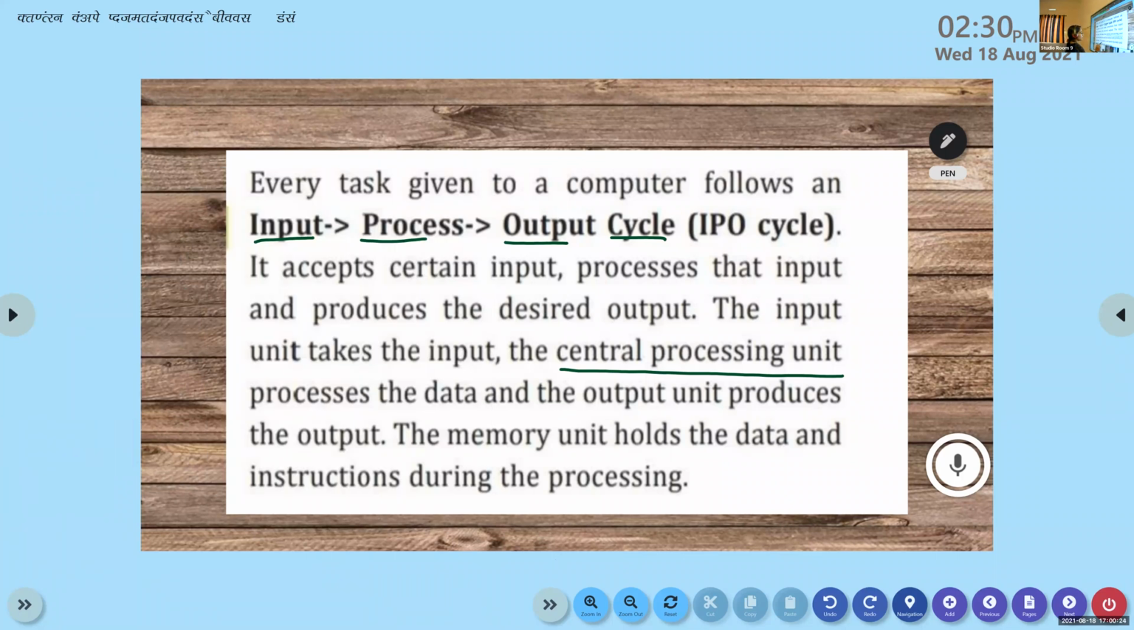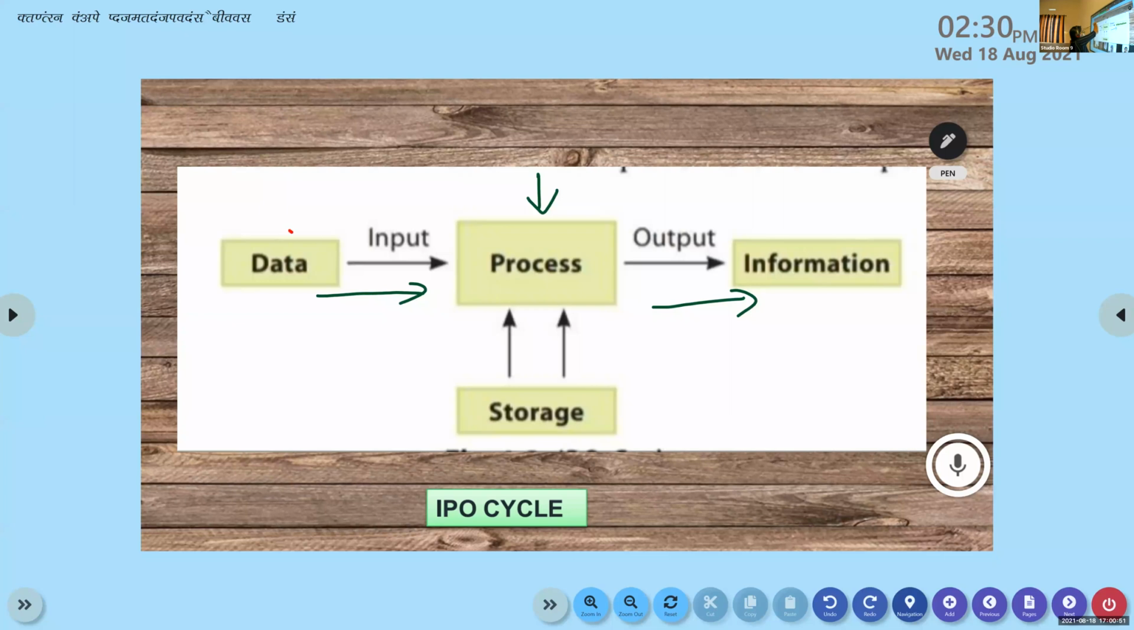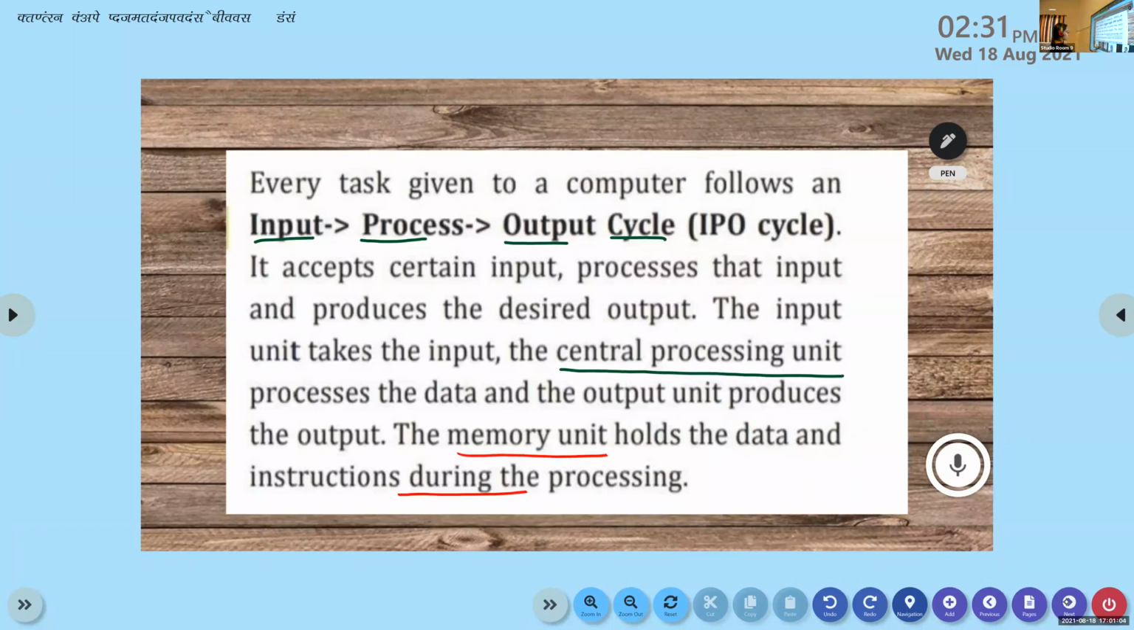And what is the use of the memory unit? It holds the data and instructions during the processing, which means there should be someone to hold the data during the process. So from this figure, it is clear that we give input in the form of data, processing is done, and this memory unit stores the data. After that, we get the output in the form of information. Is that clear? So the memory unit holds the data and instructions during the processing.